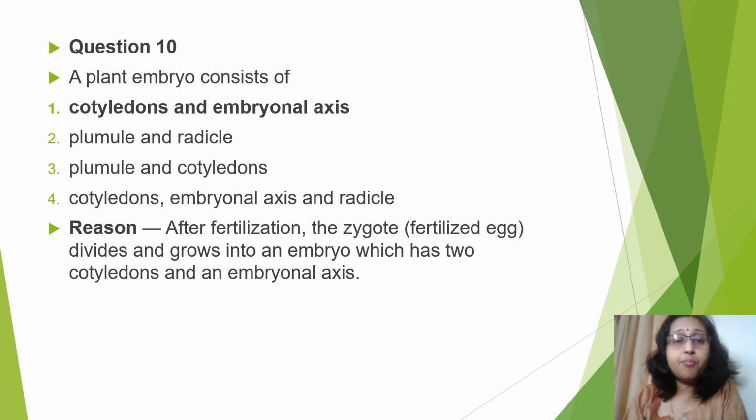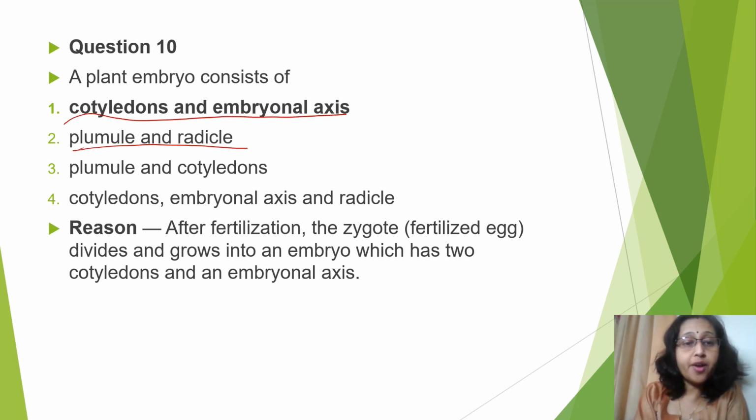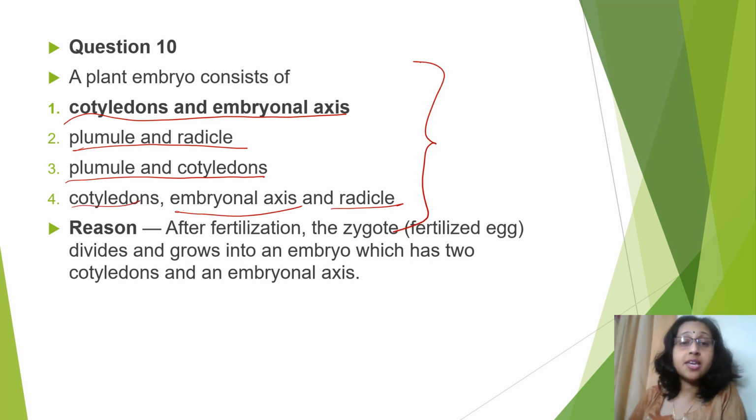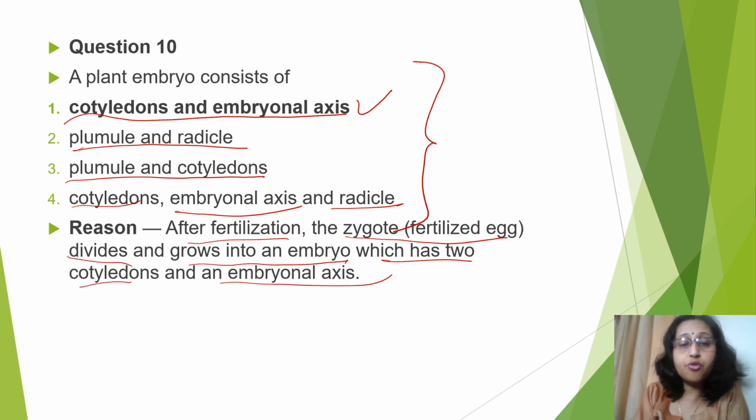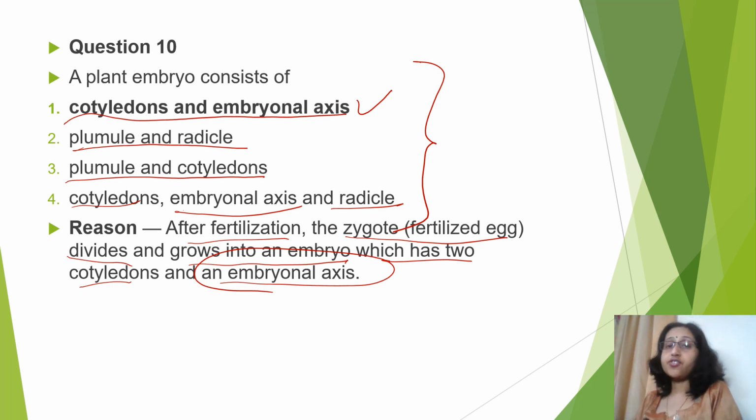So question 10, a plant embryo consists of what? Cotyledons, embryonal axis, plumule, radicle; plumule, cotyledons, embryonal axis and radicle. So which one should be the correct answer? The correct answer is the first one. So after fertilization, the zygote, the fertilized egg, divides and grows into an embryo which has 2 cotyledons and an embryonal axis. So that is happening after fertilization. So the zygote is dividing and growing into an embryo which has cotyledons and an embryonal axis.